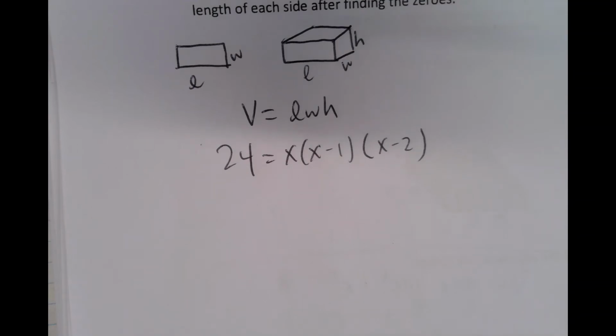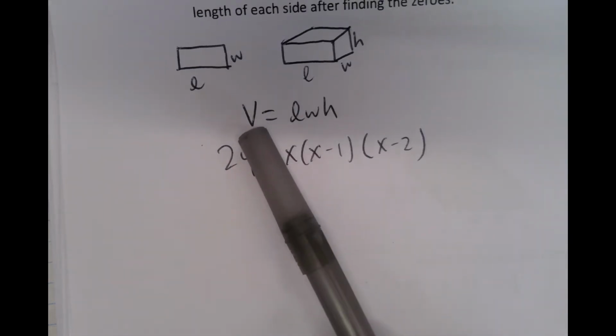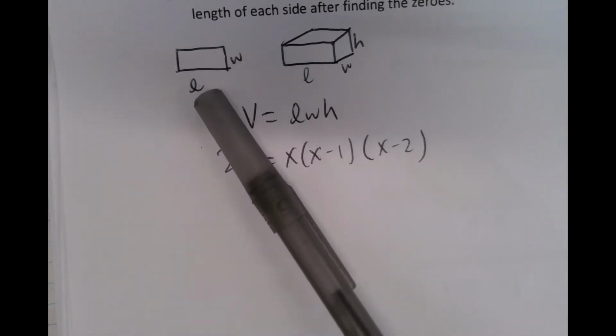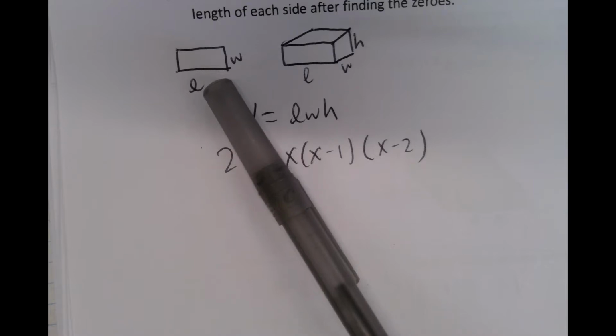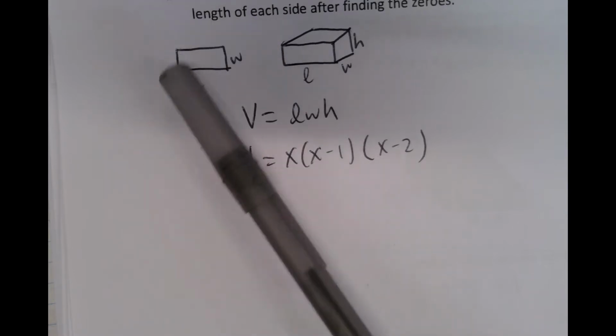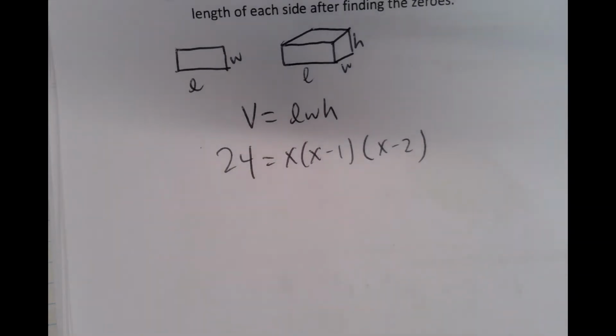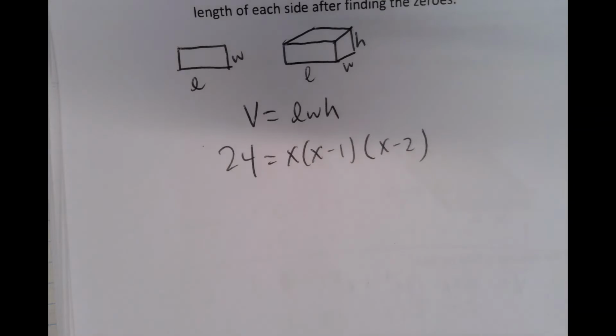So again, we can set up this problem because we know that we're solving for volume. We know the volume of a rectangular prism is length times width times height, because really the area of a rectangle is length times width, and then when you stack them on top of each other, you have h times number of length times widths, right?